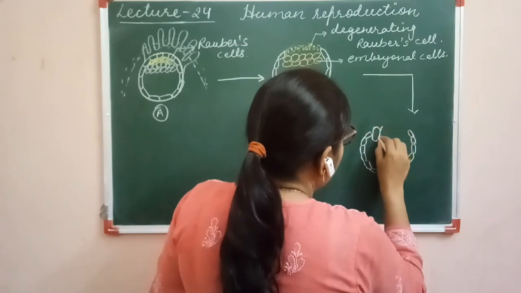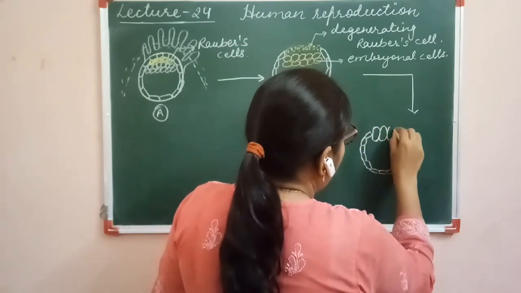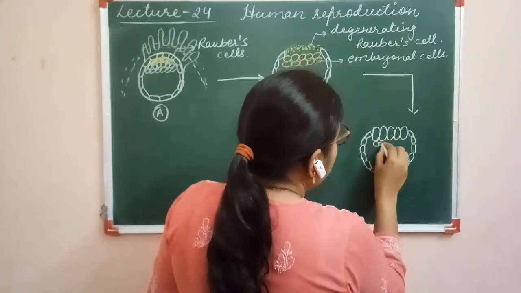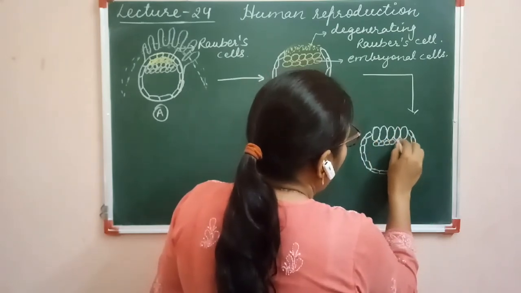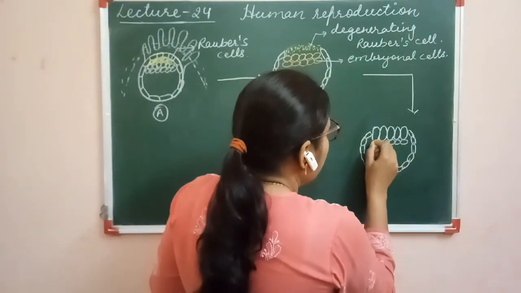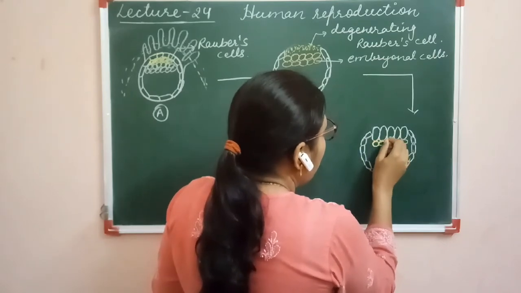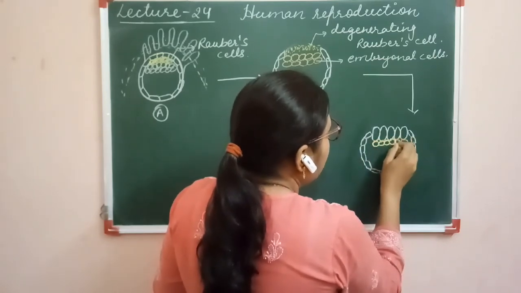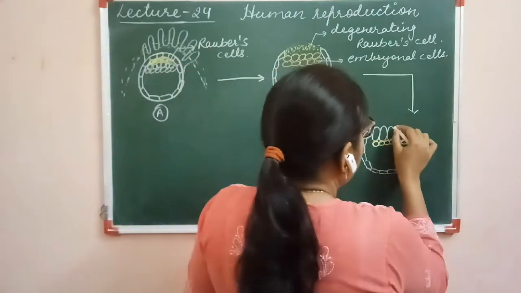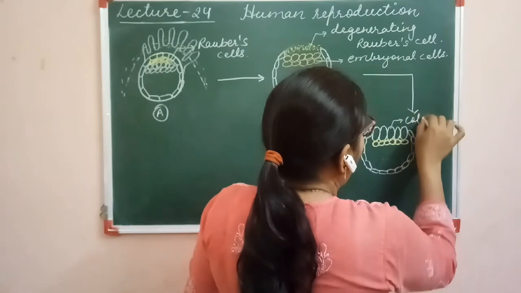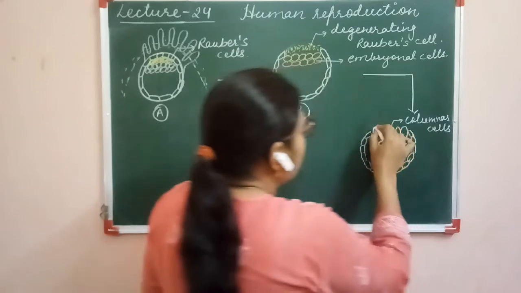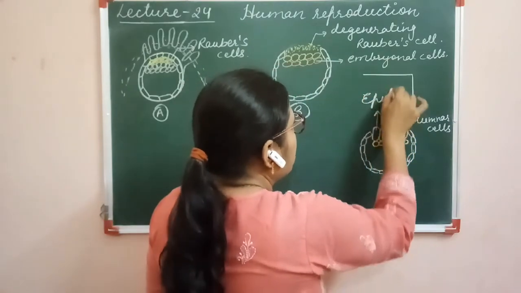This is the first layer. These cells are large columnar cells, and the second layer cells are small cuboidal cells. Clear? I am drawing it in a different color. The smaller cells are called hypoblast. These are cuboidal cells. These upper cells are the columnar cells, and these columnar cells are called epiblast.